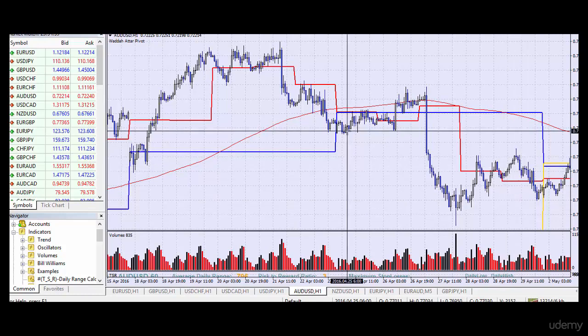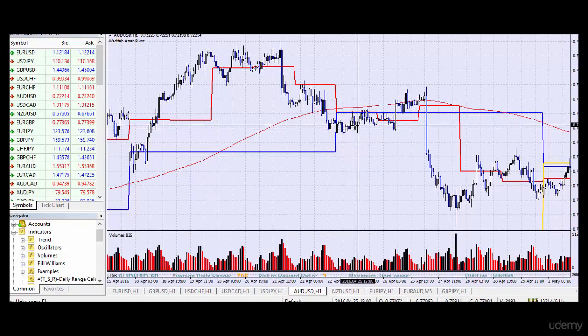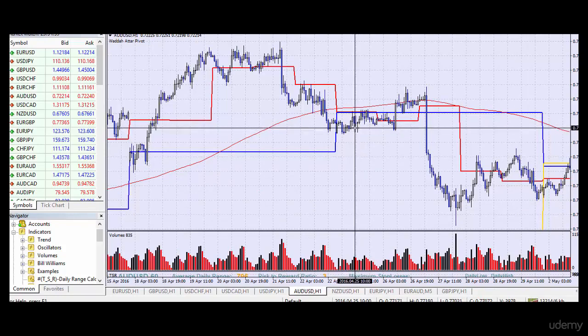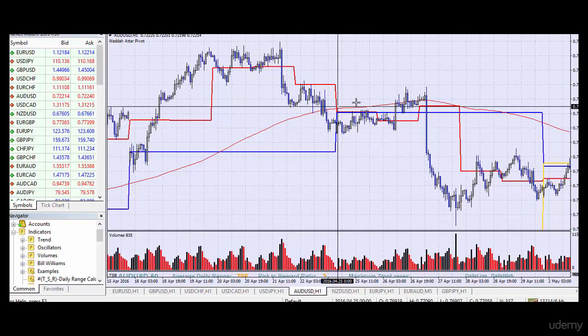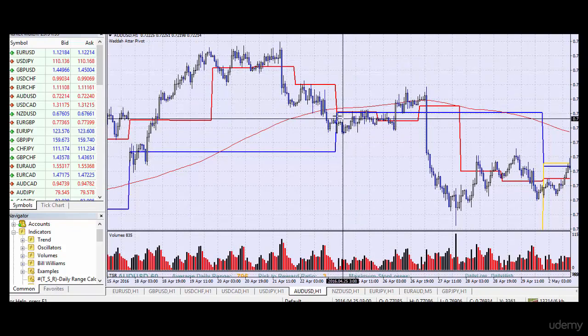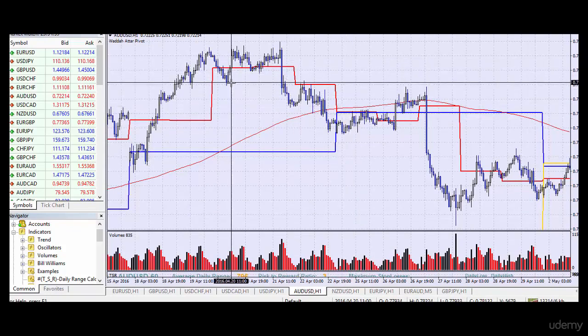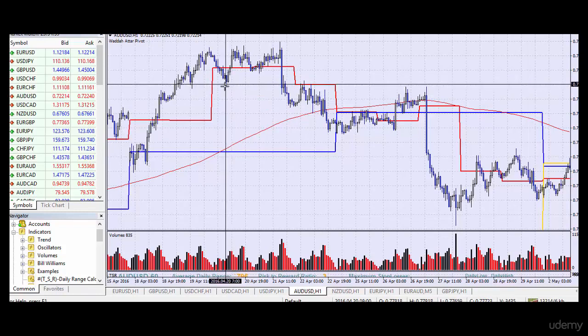For example, okay, if we're looking to sell this, we would not sell the market here. We would wait for a pullback and look to sell somewhere in this region. Why? Because here is a past support, future resistance. So we look to sell somewhere around this region. Okay, so we draw a horizontal line here.